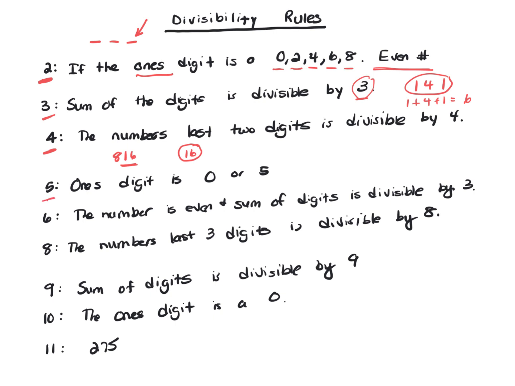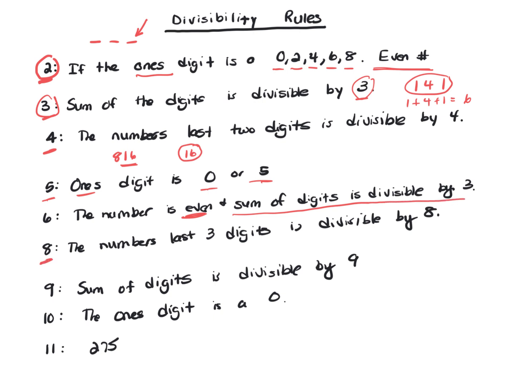5. The last digit or the ones digit is a 0 or a 5. 6 uses rule 2 and 3. It must be even, and the sum of the digits is divisible by 3.